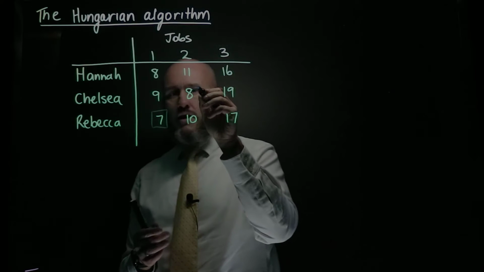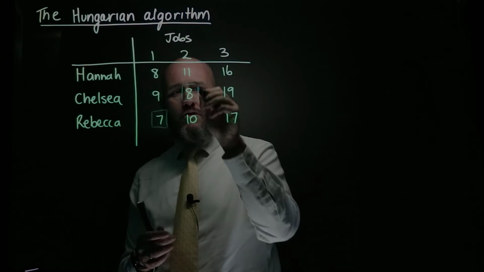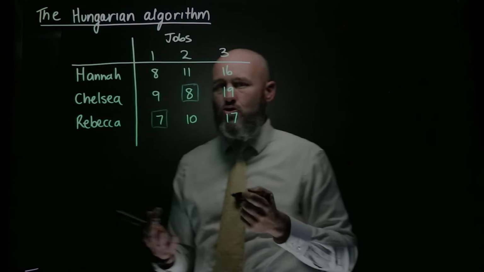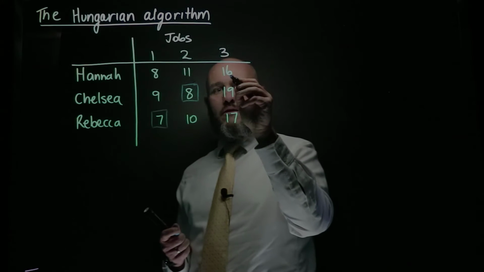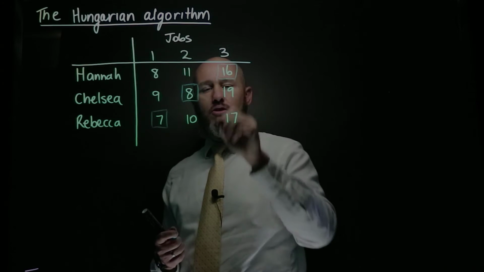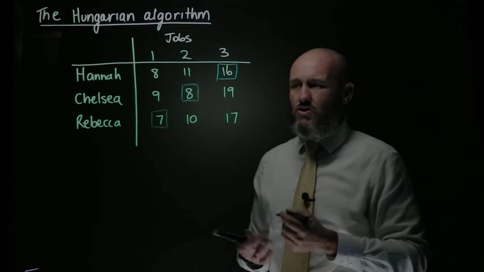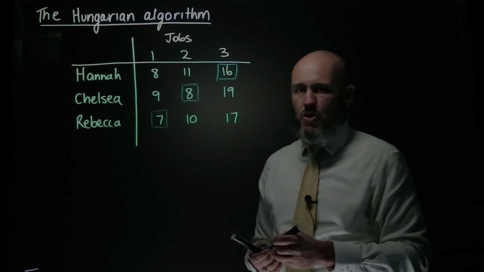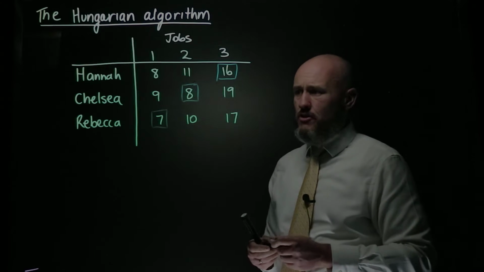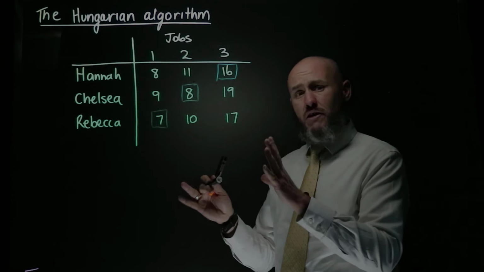But then if I get Chelsea to do this job, that's the shortest job for her. It's also the shortest time for job 2. Well, that's good. And then that leaves Hannah to do job 3. And I can see that in terms of job 3, 16 minutes is the shortest as well. I'm pretty sure that's the minimum time. But I haven't shown this mathematically. It's just a logical solution. And this is perfectly fine.